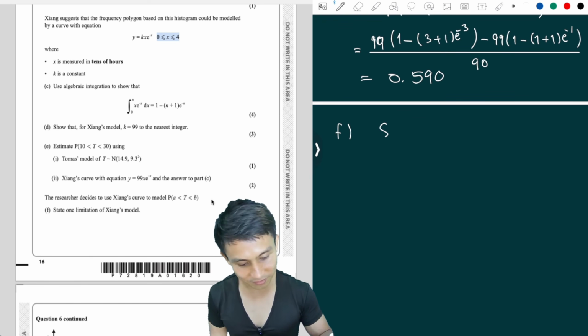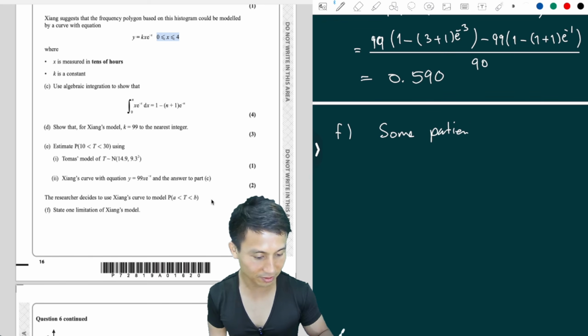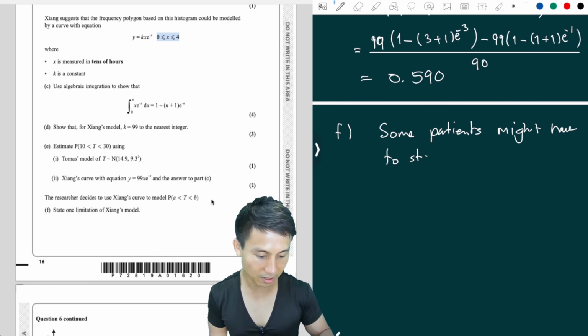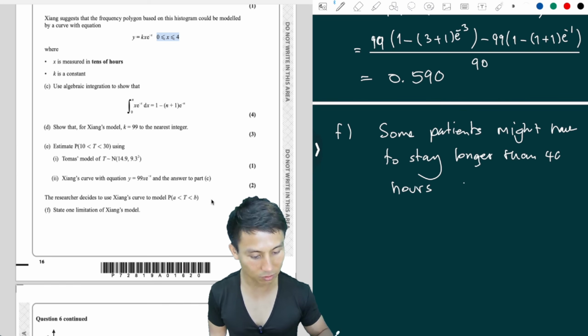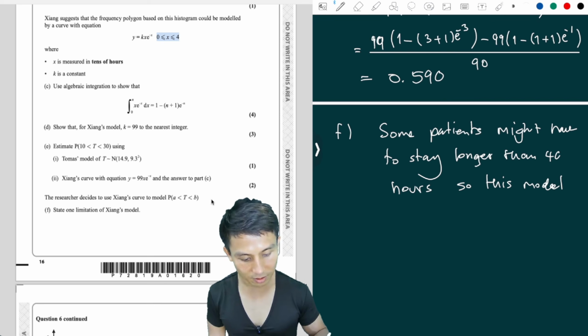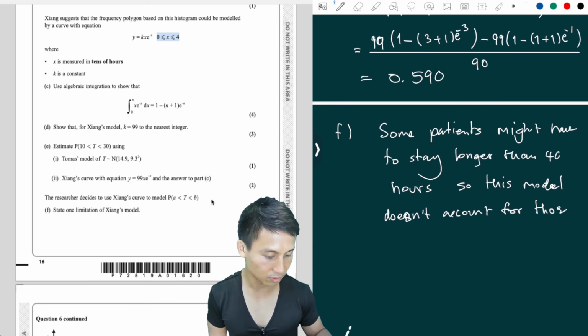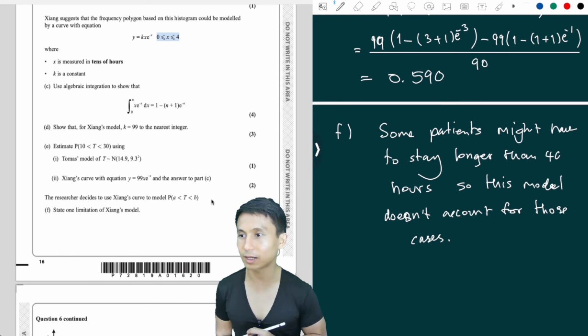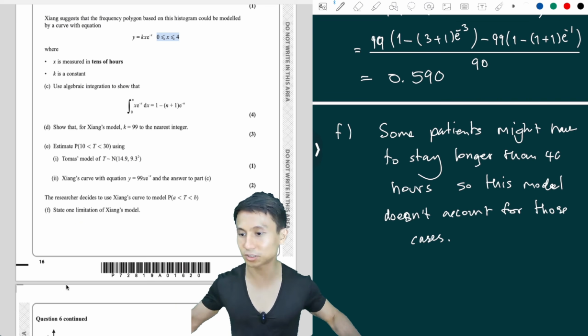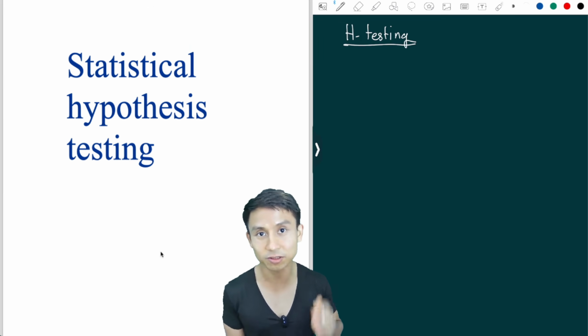So some patients might have to stay longer than 40 hours. So this model, Xiang's model, does not account for those cases, right? And that's it. That's the whole thing for this question. Now let's have a look at the next topic, hypothesis testing.